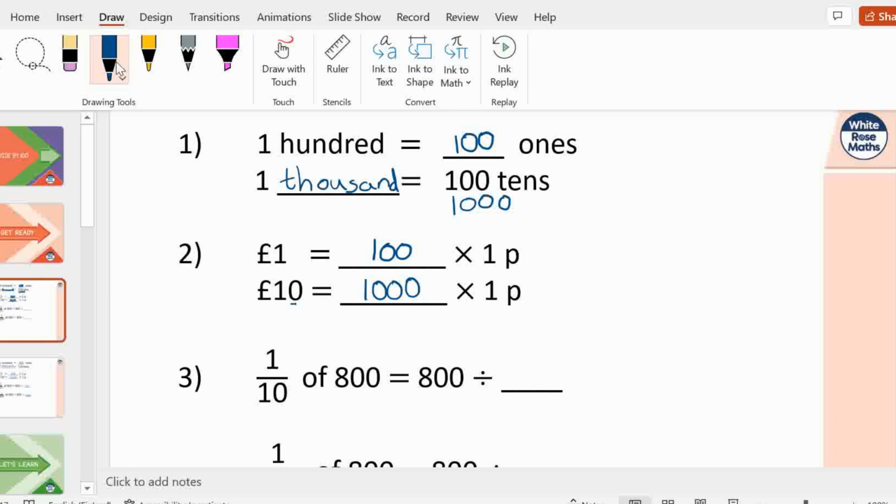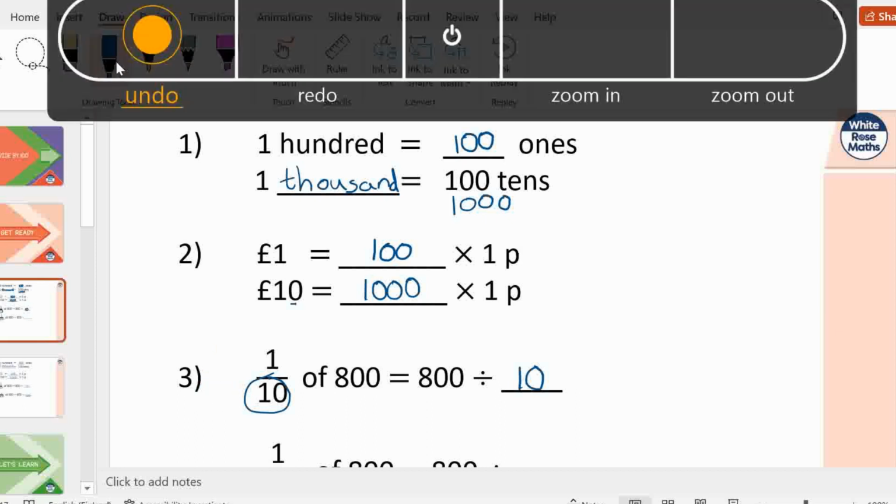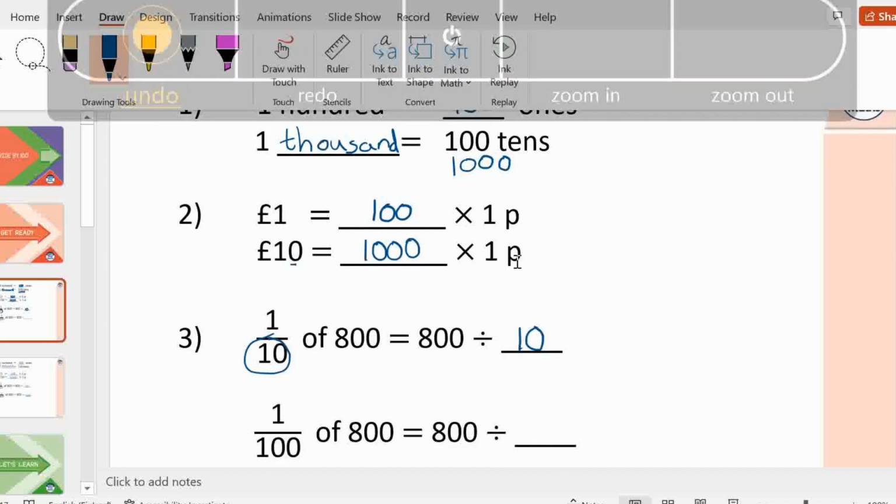Okay, number 3, 1/10 of 800. Who knows what we divide 800 by? Eamon. Correct. Whenever it says 1/10 like this, you just divide by the bottom number. So if it said 1/2, you'd have to divide it by 2. Yeah? Okay. Let's move on now.